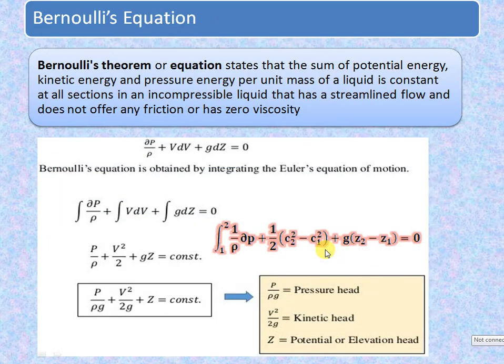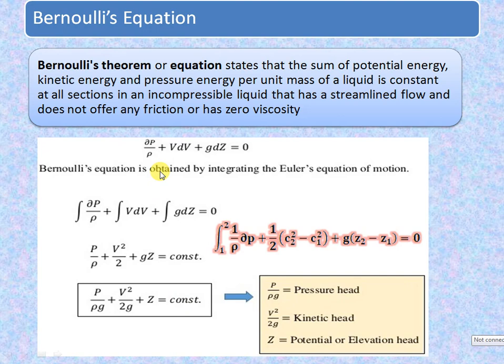The next law is Bernoulli's equation. Bernoulli's equation is also known as the energy equation. Bernoulli's theorem states that the sum of potential energy, kinetic energy and pressure energy per unit mass of a liquid is constant at all sections in an incompressible liquid that has streamlined flow and does not offer any friction, or has zero viscosity. If an ideal fluid is flowing through the system, then the total energy, that is P/rho g plus V squared by 2g plus Z, is equal to constant.